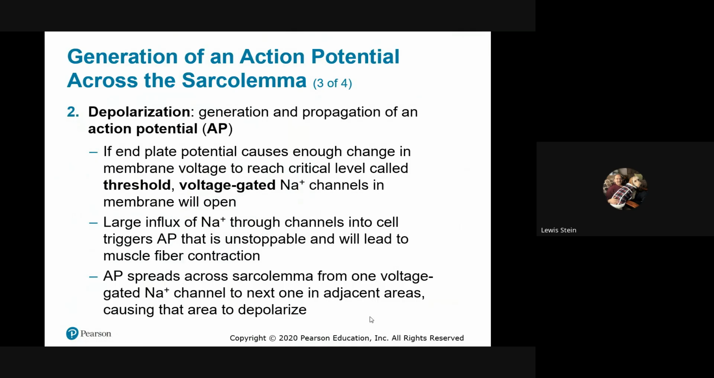Once it reaches there, so much sodium comes in that it changes it all over that sarcolemma, all over that plasma membrane, and it contacts other sodium channels. And right after that, it contacts potassium channels, and potassium flows out to reverse it.